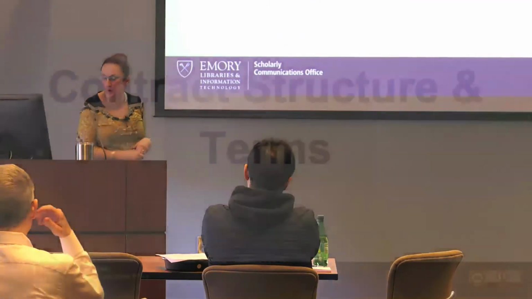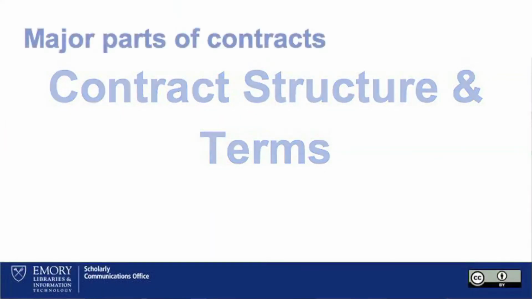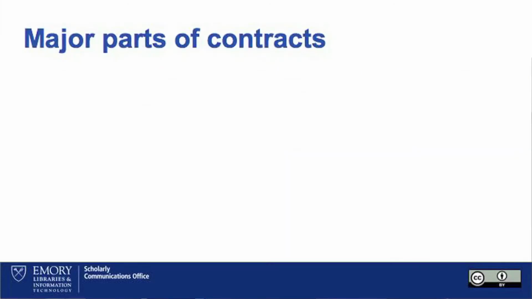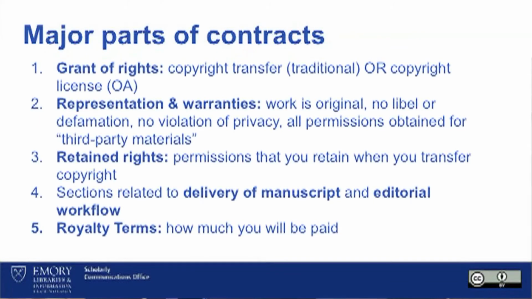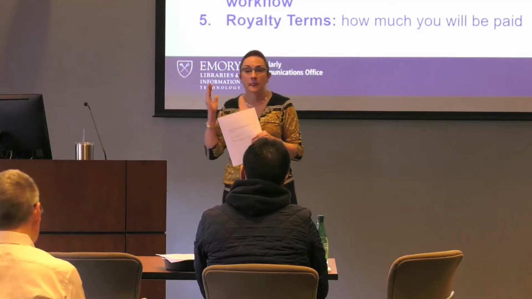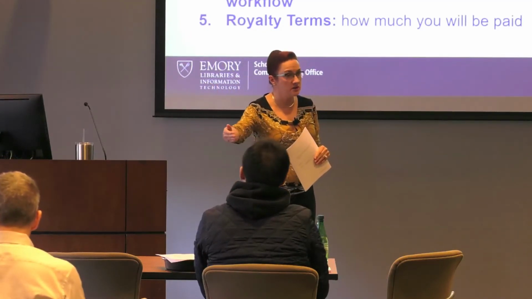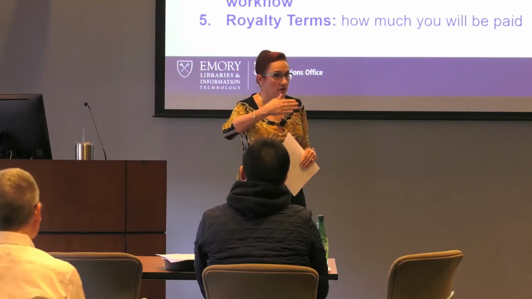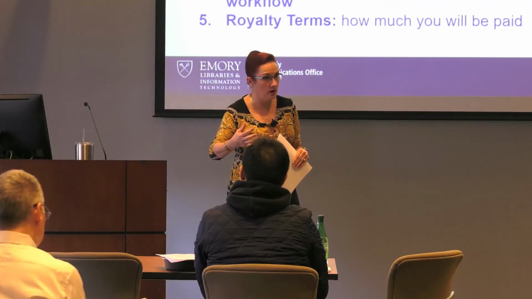Okay, very quickly, we're going to talk about some of the major parts of contracts, and then we're going to jump into actually looking at some contracts. So one of the things that you are always going to see on a contract is a grant of rights. The grant of rights is where the publisher talks about whether they're requiring you to transfer your copyright to them, usually in whole, if it's a traditional publishing form, or where they're going to be talking about what permissions you're giving. And that's going to sort of dictate what kind of license they're going to put on the work, okay?